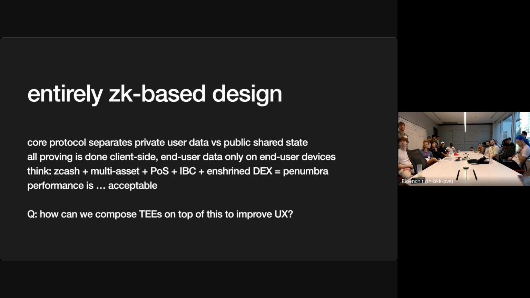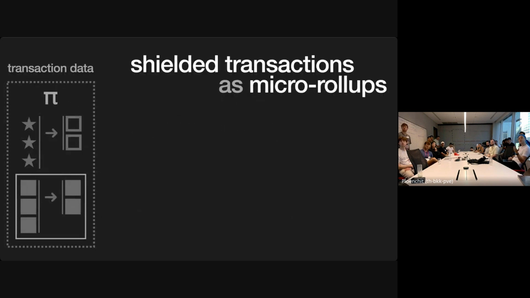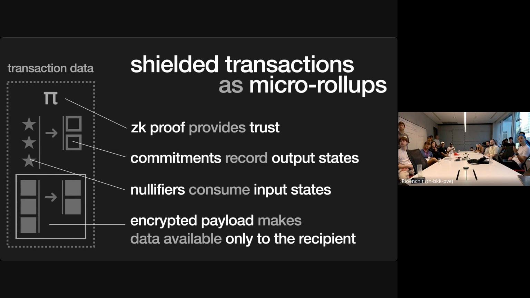So I'm going to show you a slide that shows the overall state model. For shielded transactions, you have a ZK proof that's providing trust. There are commitments to new output states. You have a way to mark privately that some input state was consumed. And you have some encryption of the actual data of my transaction that you encrypt to yourself, using the chain as your own little DA layer.